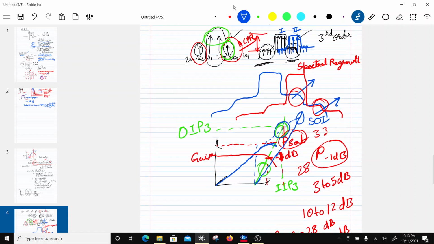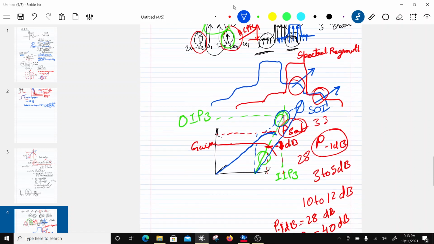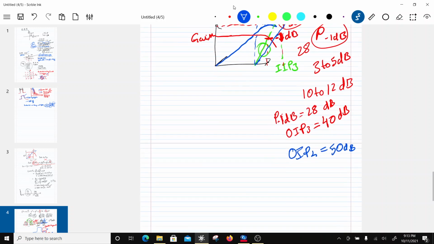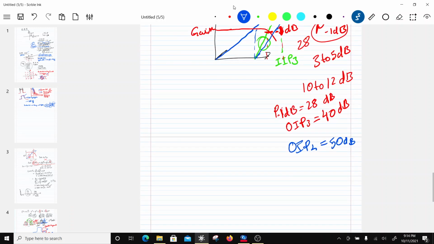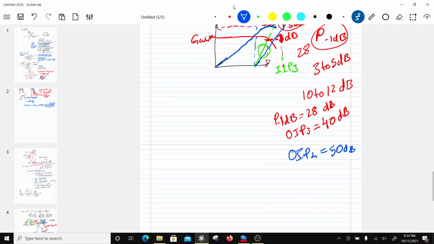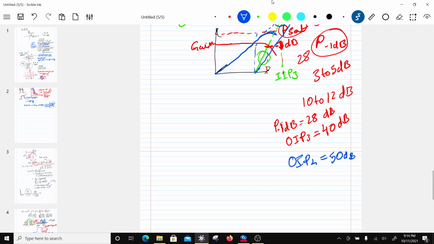Right, so you got an idea of how to specify non-linearity. Now this can take place in a mixer, in terms of conversion gain, or it can take place in terms of gain in the case of an amplifier. So with this background, let's go back to what the mixer specifications are.